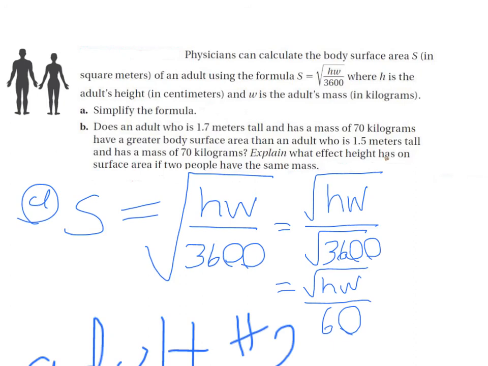And then based on that, I want you to explain what effect height has on surface area if 2 people have the same mass. So you just calculated 2 people that have the same mass, 70 kilograms, and you calculated body surface area for both of them. Compare those 2 numbers, and then answer the question. Does an adult who is 1.7 meters tall and has a mass of 70 kilograms have a greater body surface area than the adult, the one that you just calculated? So that's what you're going to do. You are going to calculate adult 2, their body surface area, and then explain what effect height has on the surface area.